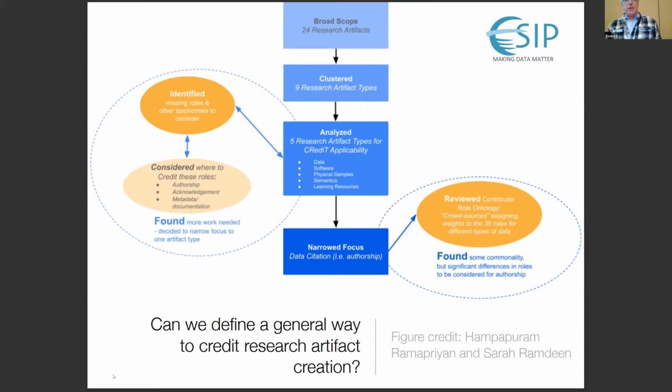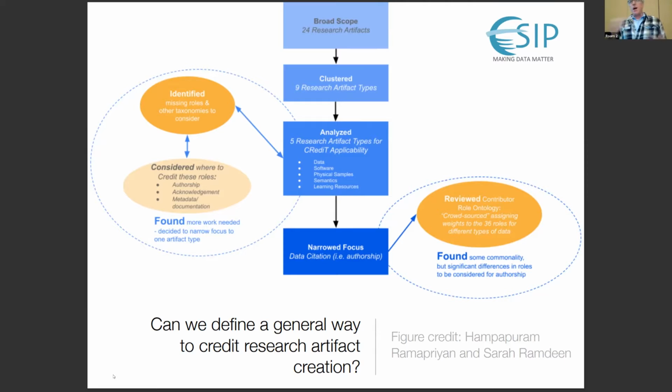Again, we found we really needed more work on this, as no overarching conclusion emerged, so we needed to focus more. We focused down on data, and looked specifically at the roles that would be worthy of authorship in a data citation. We used the contributor role ontology, as well as some other roles, and we started weighting the roles to think about how they would be used for different types of data: remote sensing data, model output, field collections, data derived from physical samples, et cetera.